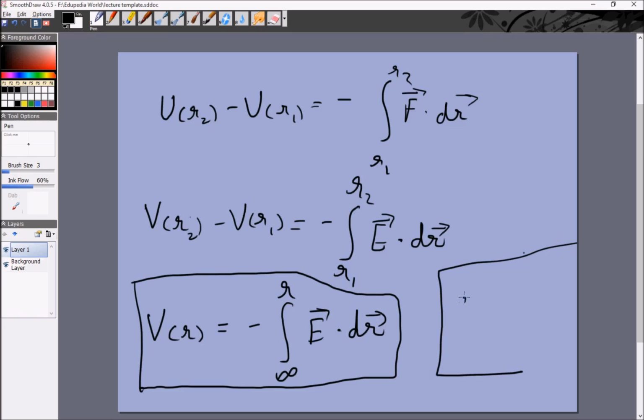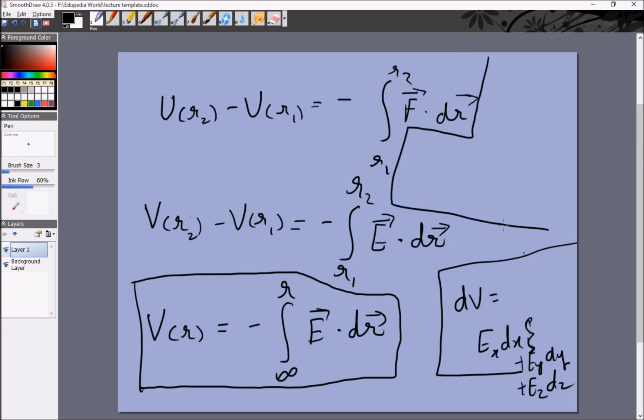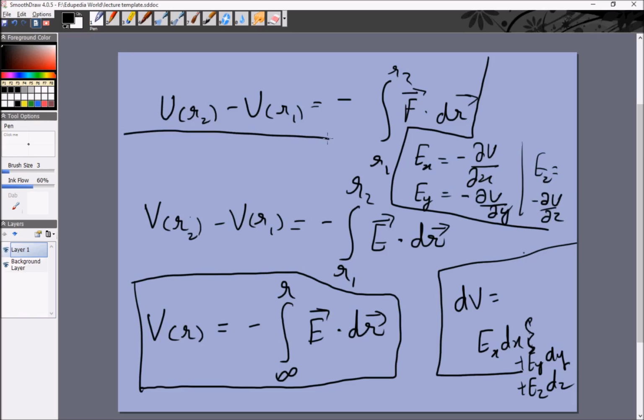Just differentiating this, we can get dV is equal to minus E dot dr. E dot dr is what? It is Ex dx plus Ey dy plus Ez dz, since we have a dot product now. From this we get the inverse relation that gives us the electric field from the potential. Ex is equal to minus del V by del x, and the others are similar. Ey is equal to minus del V by del y, and Ez is equal to minus del V by del z. So if you have a question in which the potential is given, then you can calculate the electric field easily.